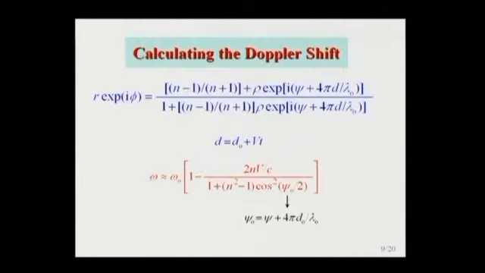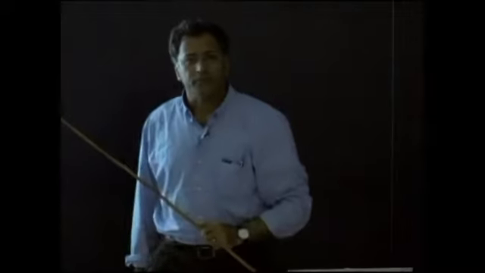So when you do this, you get this formula. So this is R e to the i phi, which is the amplitude and phase of the reflected light. And now you see that it's related to the refractive index of the glass. It's related to the amplitude of the reflection coefficient from the mirror, the phase of the reflection coefficient, the gap D, the wavelength of the light. So this formula gives us the dependence of phi on the gap.